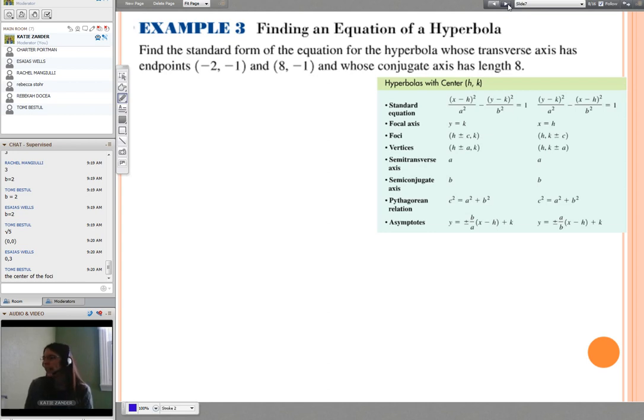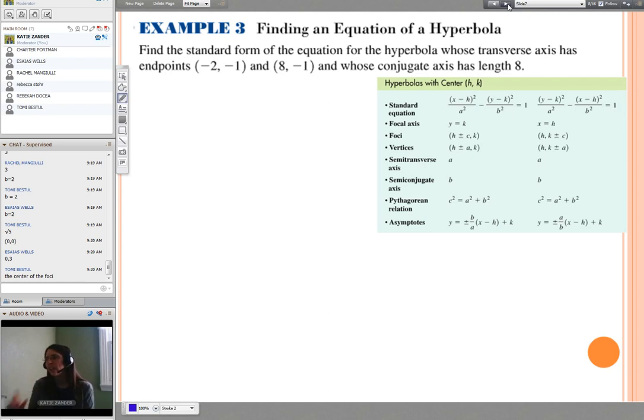All right, let's go ahead and see if we can answer this question. Find the standard form of the equation for the hyperbola whose transverse axis has endpoints at (-2, -1) and (8, -1), and whose conjugate axis has a length of 8. First, maybe we can identify how long the transverse axis is, and also which column to be looking at once we identify that.